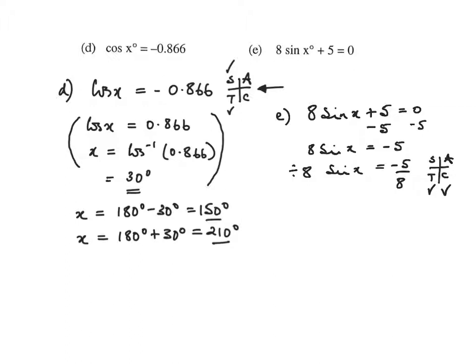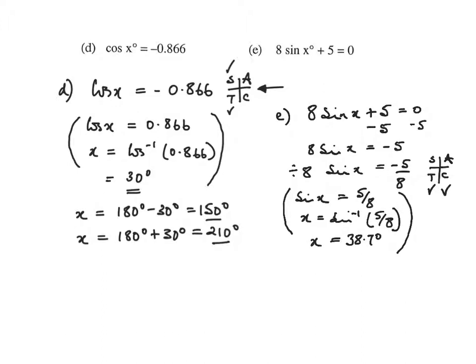As I did with the last calculation, I'm going to put the positive value into the calculator. So x is sine to the minus 1 of 5 over 8, and that gives us the value 38.7 degrees.